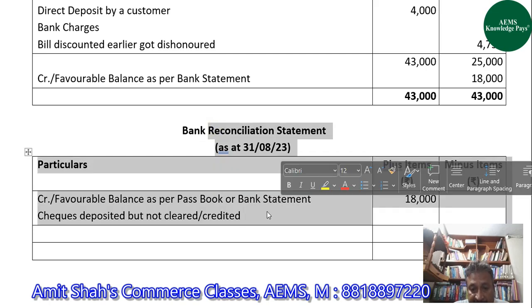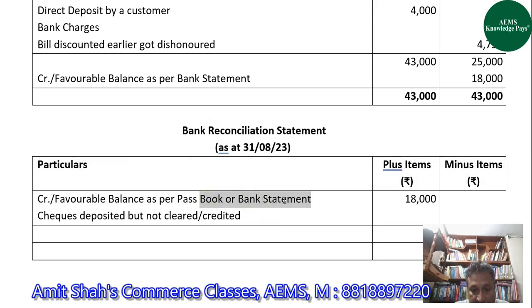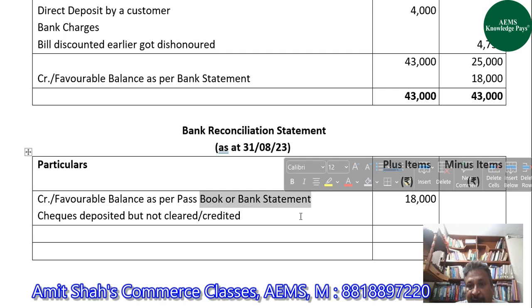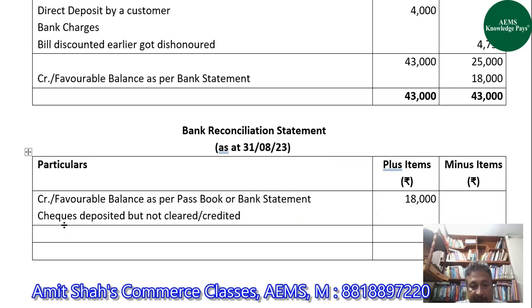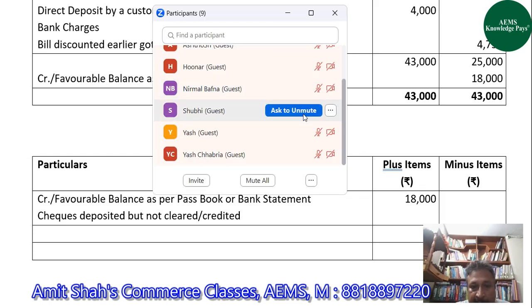Now, guys, in this BRS, we have started from the balance as per bank statement. It means we are moving towards balance as per cash book. So whatsoever has happened because of this point in the cash book will decide whether that item of difference will come in the plus column or in the minus column. Am I correct, guys, or not? Are you getting my point?